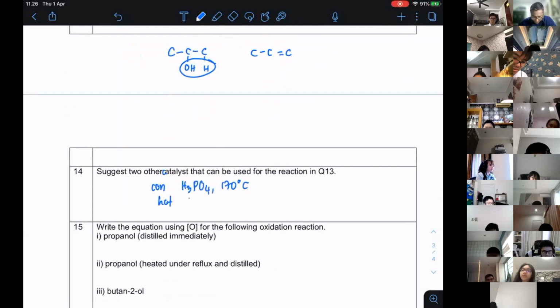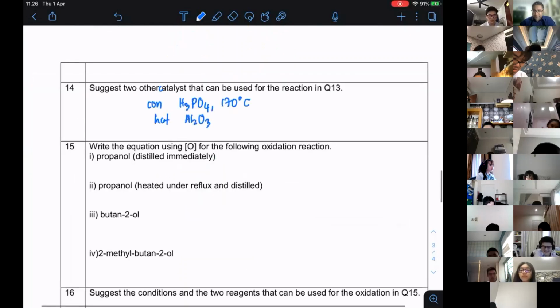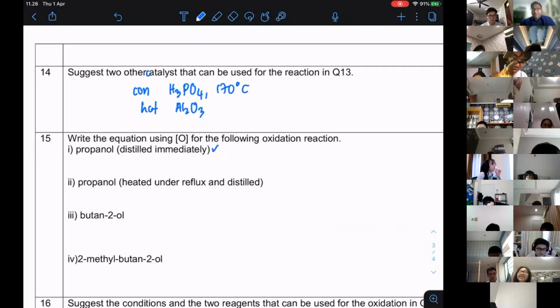Now, number 15. Write the equation using O for the following oxidation reaction. Do remember the difference between distill immediately and heated under reflux and distill. If it is distilled immediately, it means that both of these propanols are primary alcohol. And you know that primary alcohol, when we oxidize, is going to give you aldehyde. After that, further oxidation will give you carboxylic acid. Now, when you are distilling them immediately, you do not change them into carboxylic acid. So that's the difference over here.